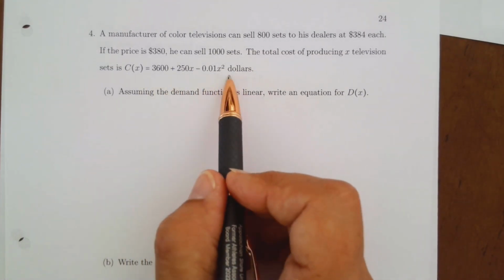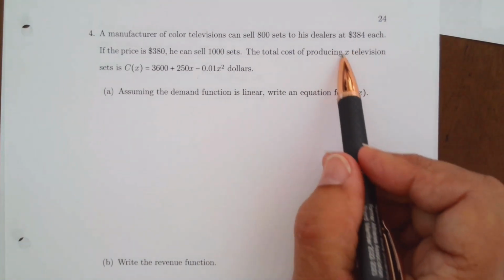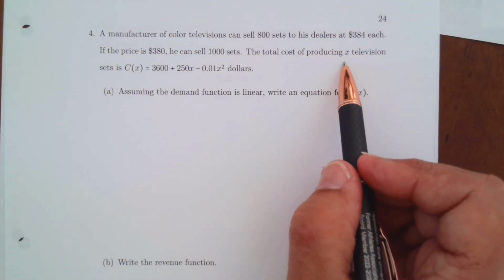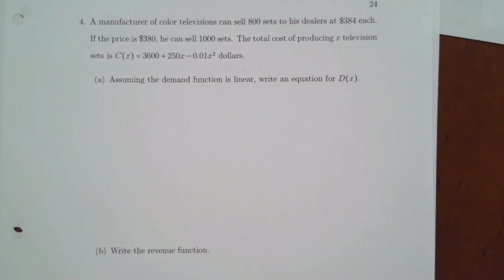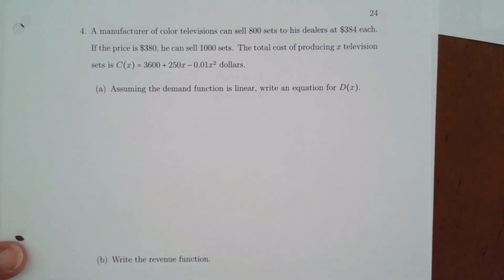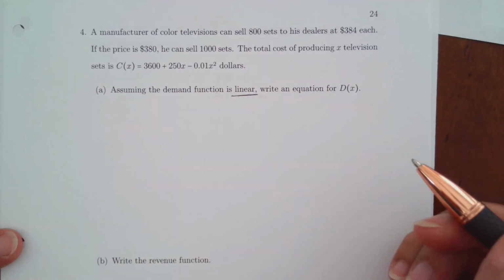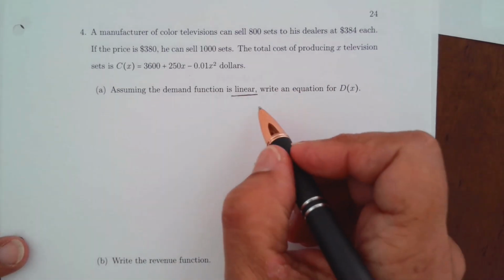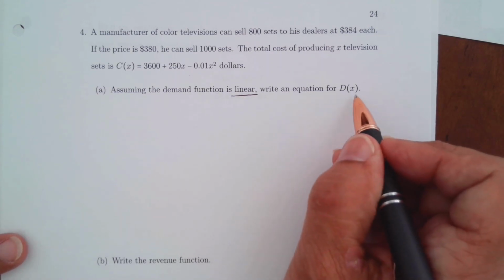Okay, so they're giving you the cost function. That's nice. They're giving you that x is the number of televisions sold. And then they gave us 2 sets of information about manufacturing. Okay? All right, so assuming that the demand function is linear, that's that word again, so that's about slope and the y minus y1 problems that we just did, write an equation for d of x.